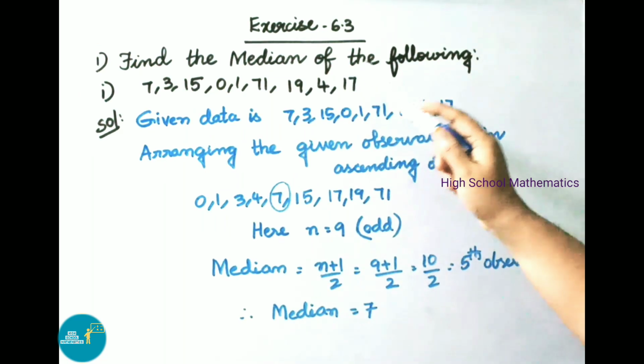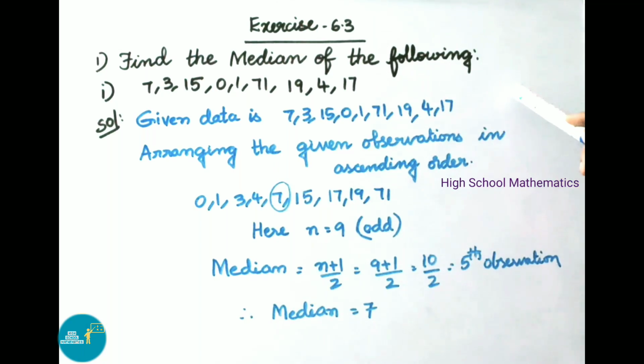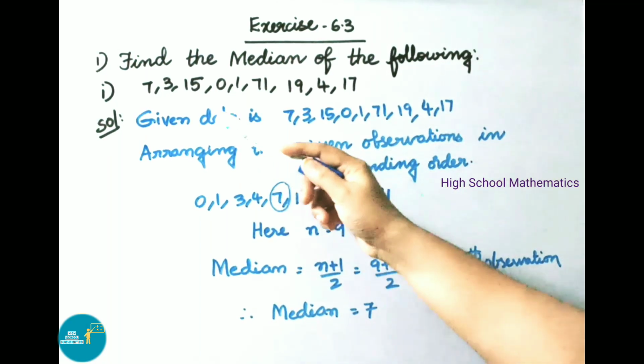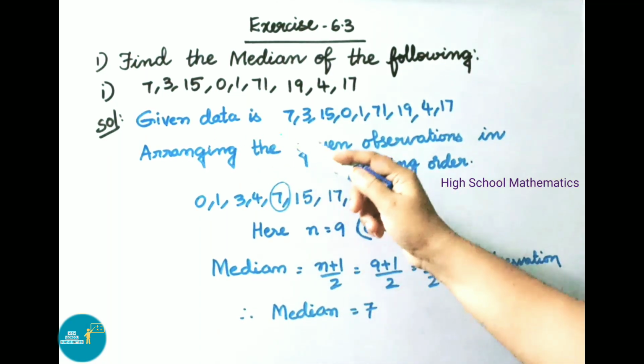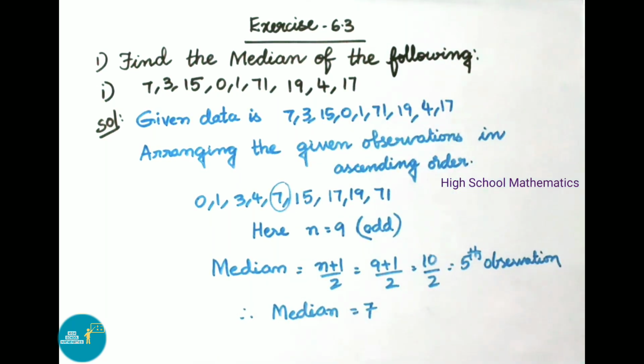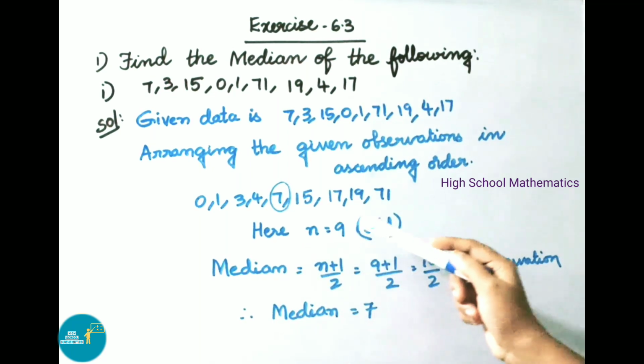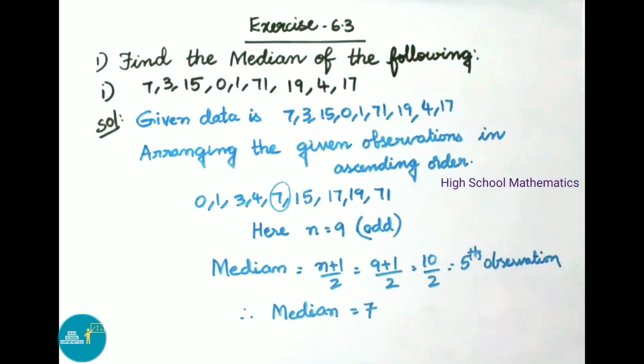Now exercise 6.3, first sum: find the median of the following. In that first sum: 7, 3, 15, 0, 1, 71, 19, 4 and 17. Let us see the solution. Given data is, we have entered the given observations. Now we have to arrange the given observations in ascending order. See here, ascending order: 0, 1, 3, 4, 7, 15, 17, 19 and 71.